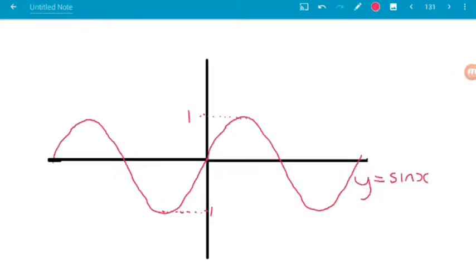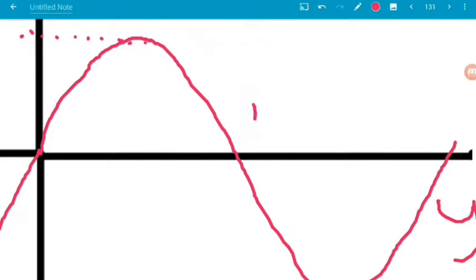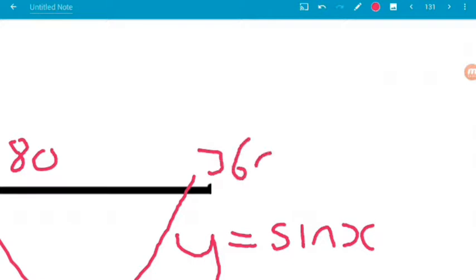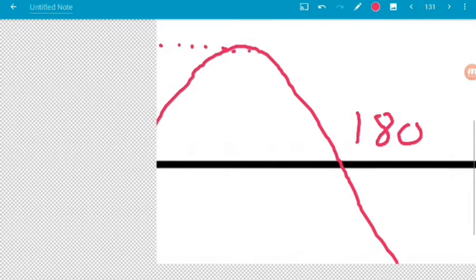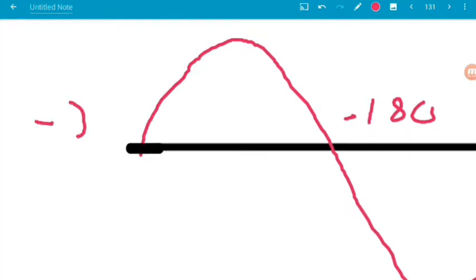Okay, so hopefully you're all familiar with the sine graph. We'll have a little reminder though just in case. Remember it peaks and troughs at 1 and minus 1 on the y-axis, and it cuts the x-axis at 180 and 360 degrees, and every 180 degrees after that. It also goes backwards, so it cuts at minus 180 and minus 360, and every 180 degrees backwards from there.